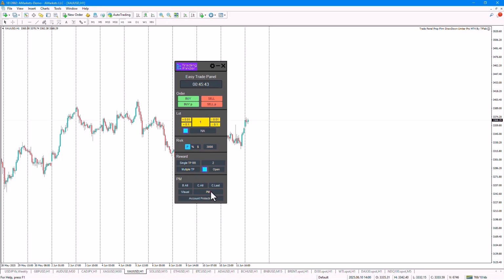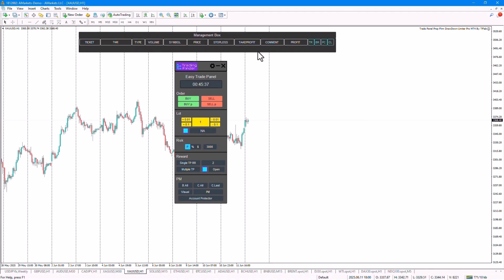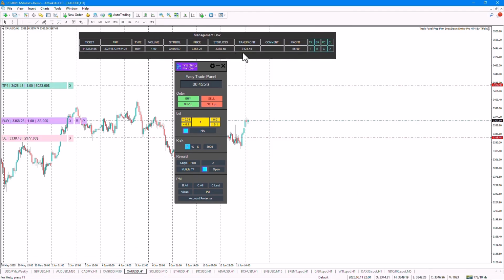The next option is related to position management, and by clicking on this section, a management box will be displayed for us. And if we have executed trades, we can manage all executed trades in this panel.